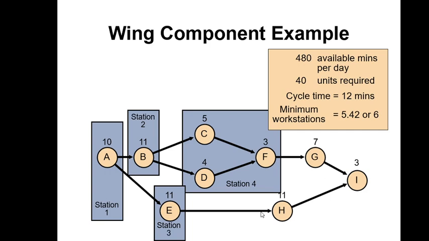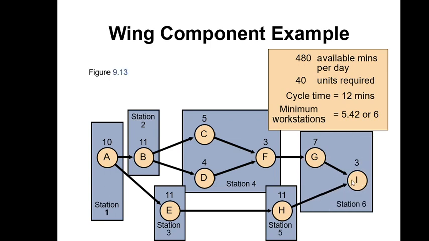Now the next station, of course, will be for task H. Task H will be assigned to station number 5, again with 1 minute of idle time, because we need for task H only 11 minutes, not 12. That's why we have an idle time of 1. And the last workstation, which is workstation number 6, of course will be for tasks G and I, okay, with 2 minutes as an idle time.